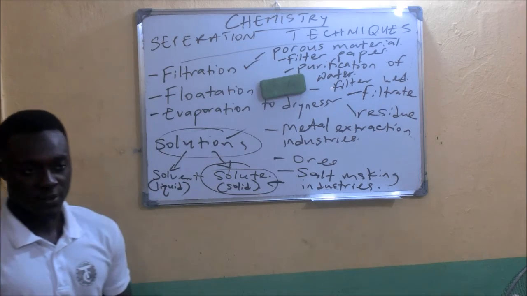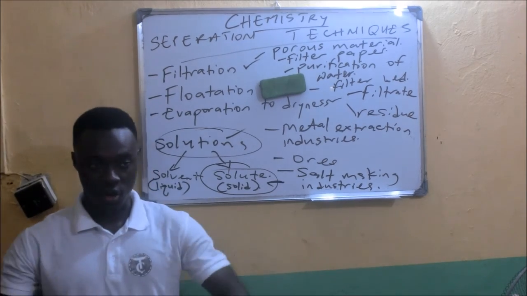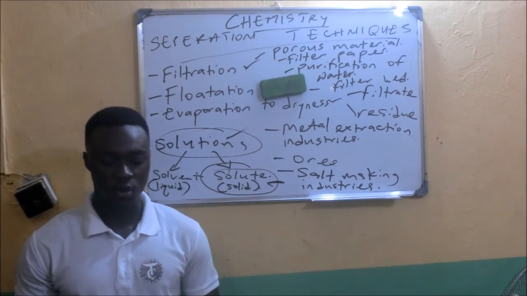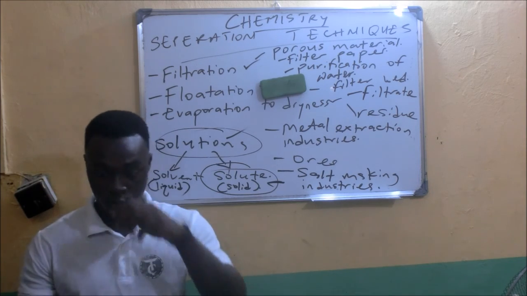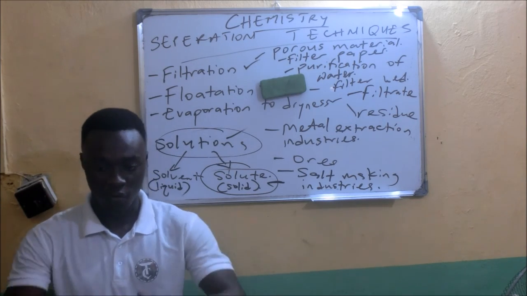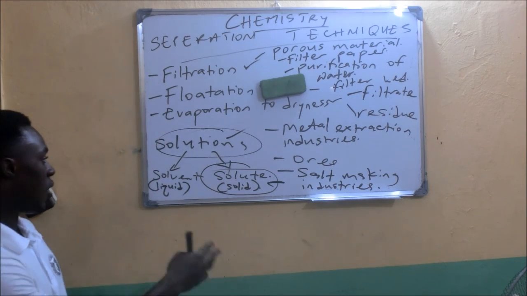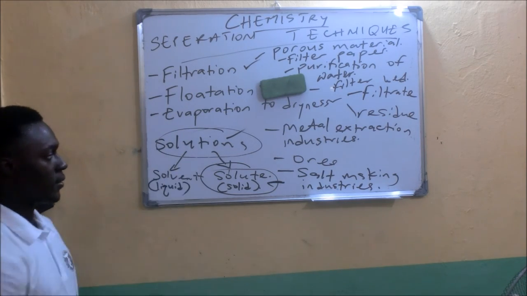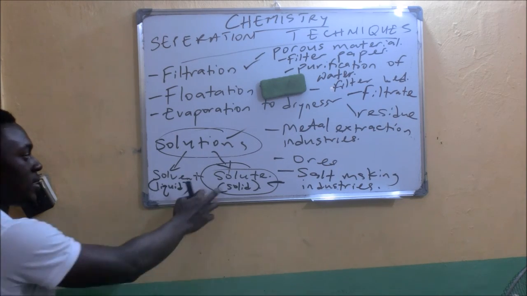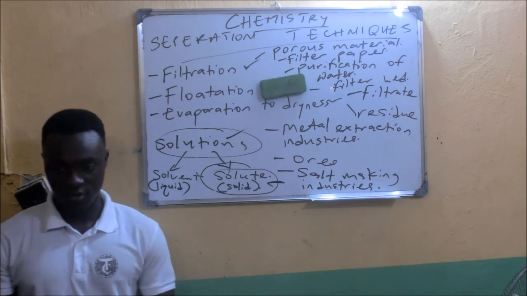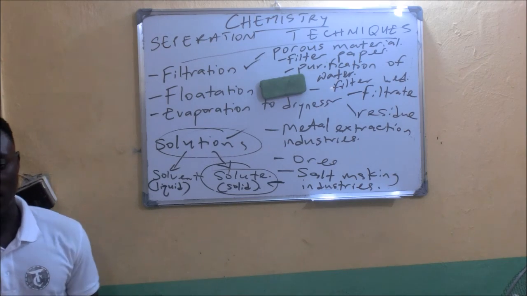Okay, so the normal salt we use, the table salt, is often gotten from salty water bodies like oceans and seas. Of course, when they get it, it's in solution form, that is liquid and salty. So oftentimes they will make use of evaporation to dryness to obtain the solute, that is the salt, the powder salt, from that solution.